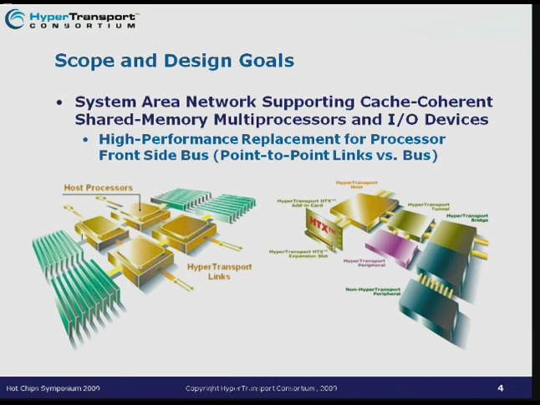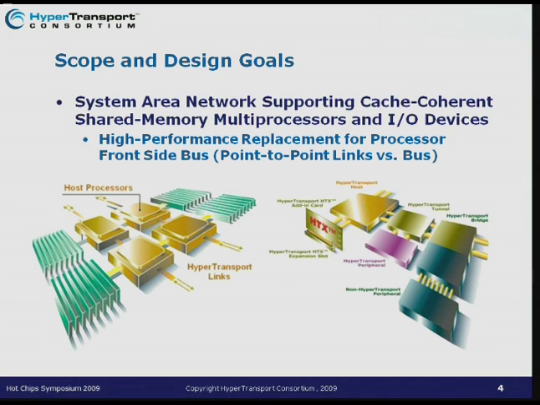So what's the scope of this technology? Basically, HyperTransport technology was designed as a high-performance replacement for the processor front-side bus. And take into account that point-to-point links are much faster than multi-drop shared buses, basically because the parasitic capacitance is much lower, and therefore speeds can be much higher.